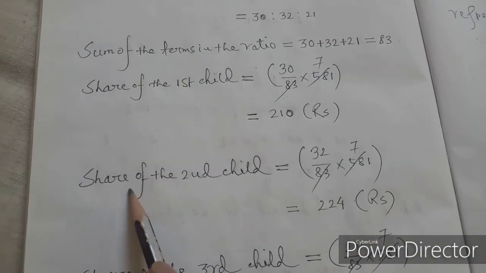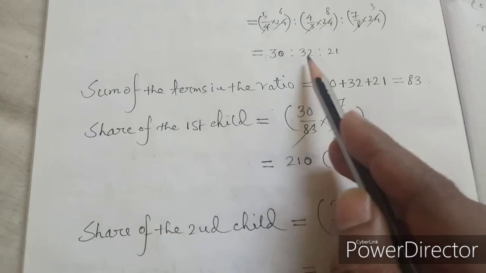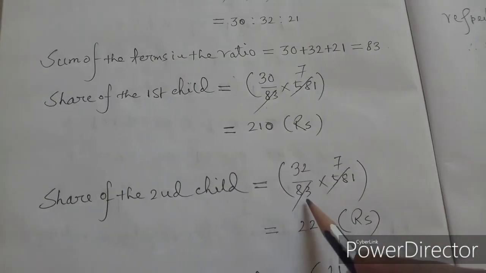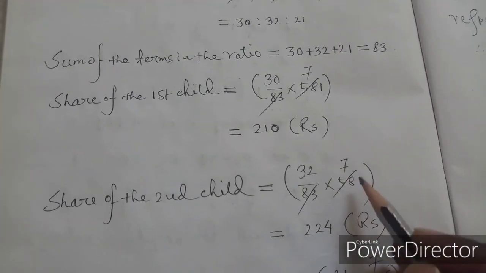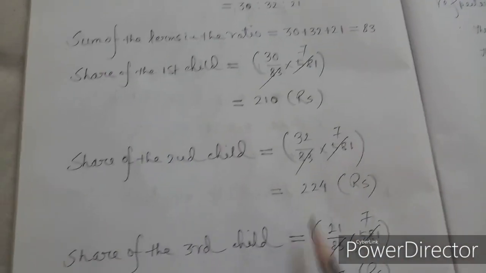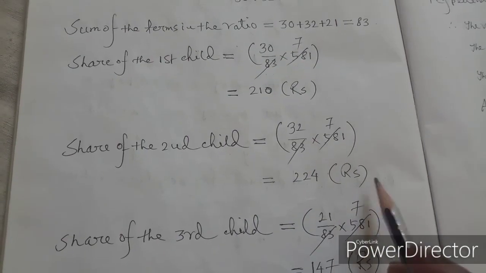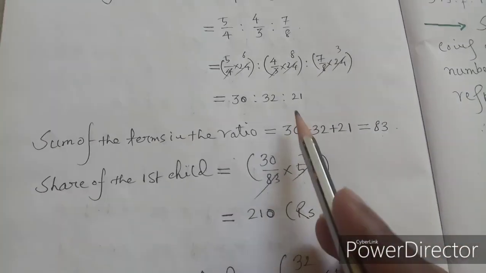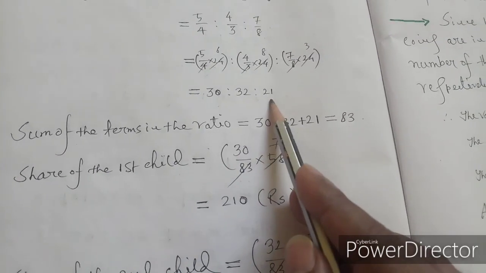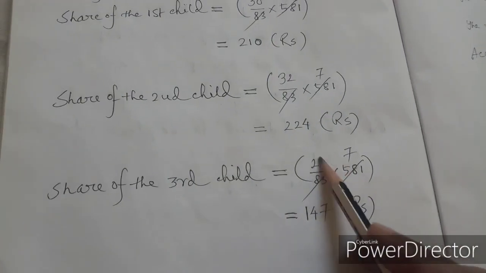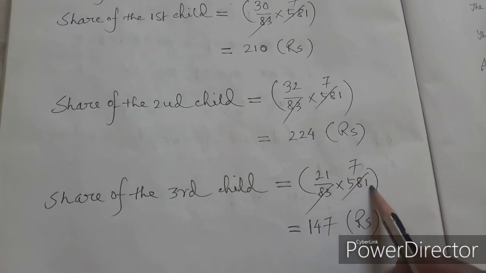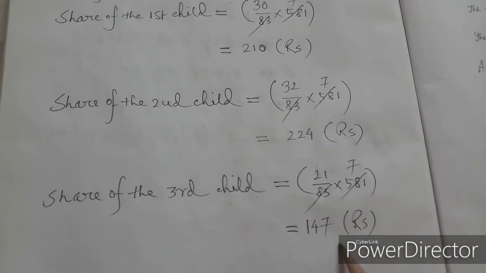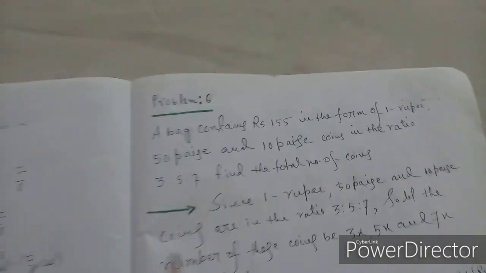So now share of the second child, since there is a 32, so 32 by 83 into total 581 multiplied. So after simplification we got 224 rupees. Now share of the third child, the third portion is 21. So 21 by the sum, 21 by 83 into total 581. Simplified, we got 147. So now we go to the next problem.